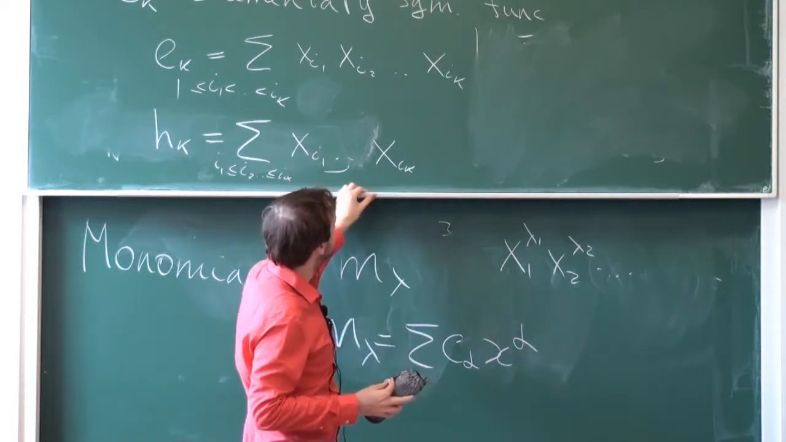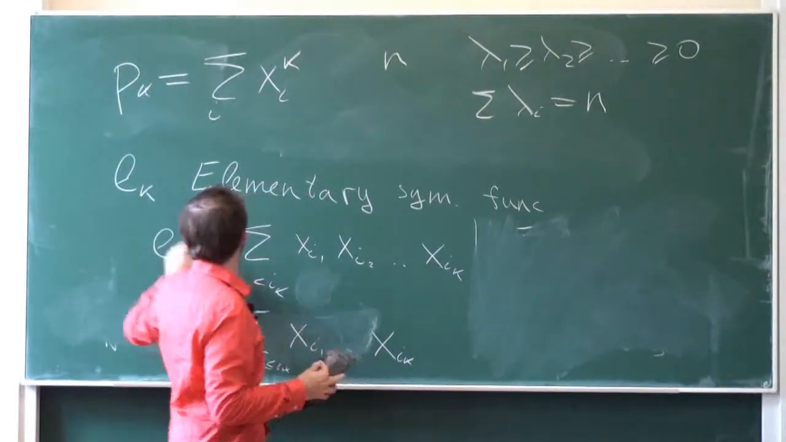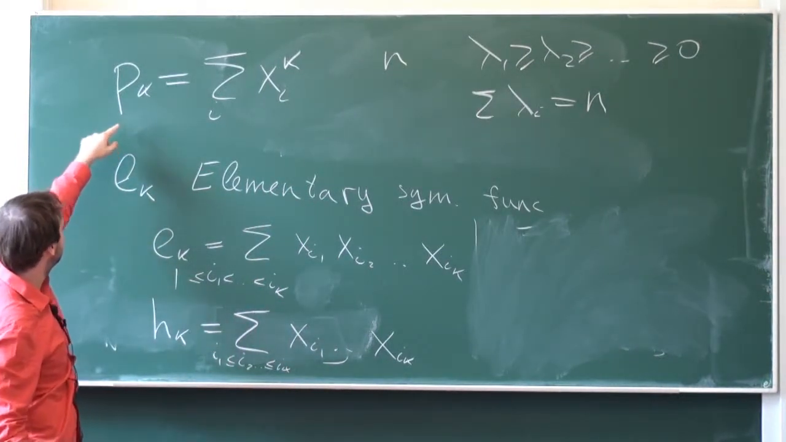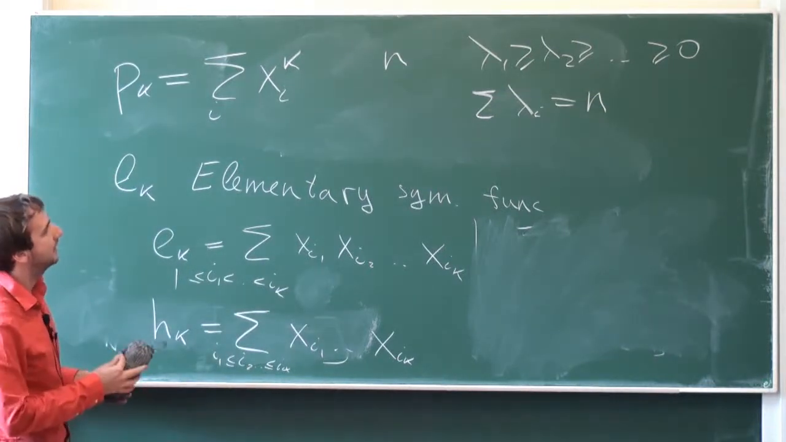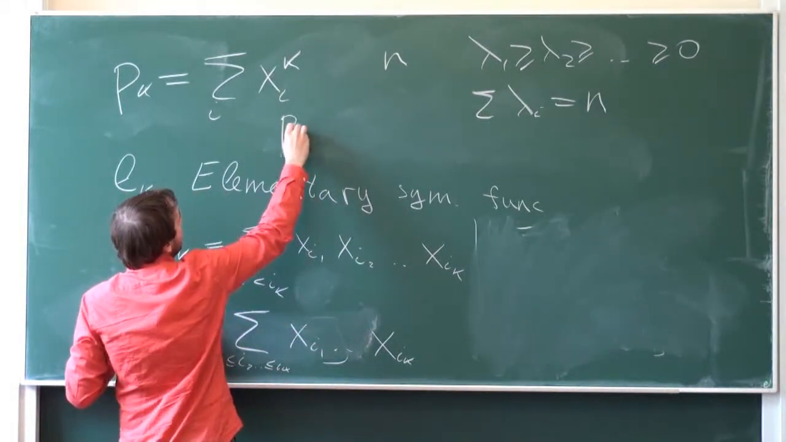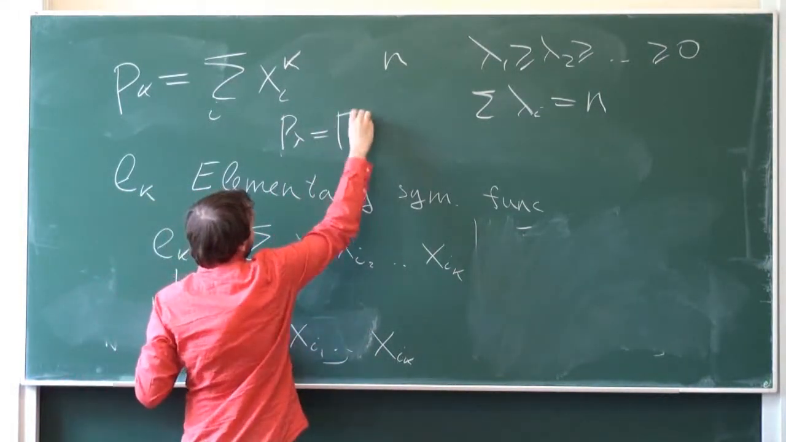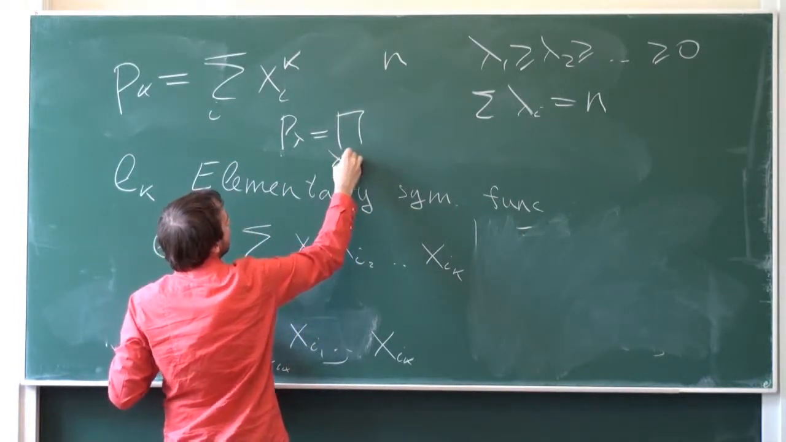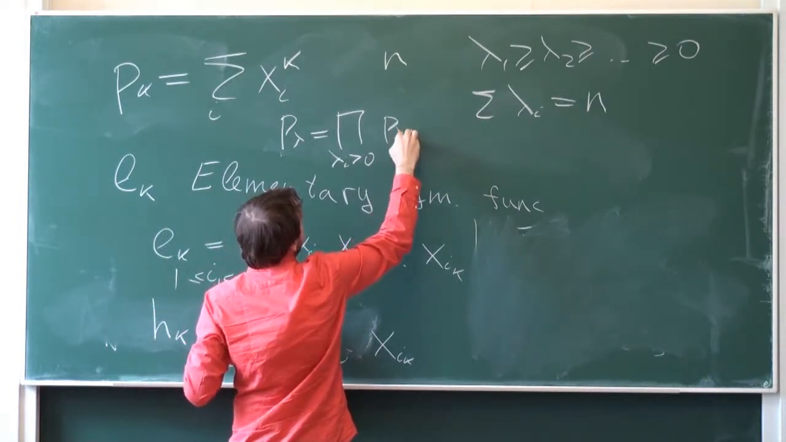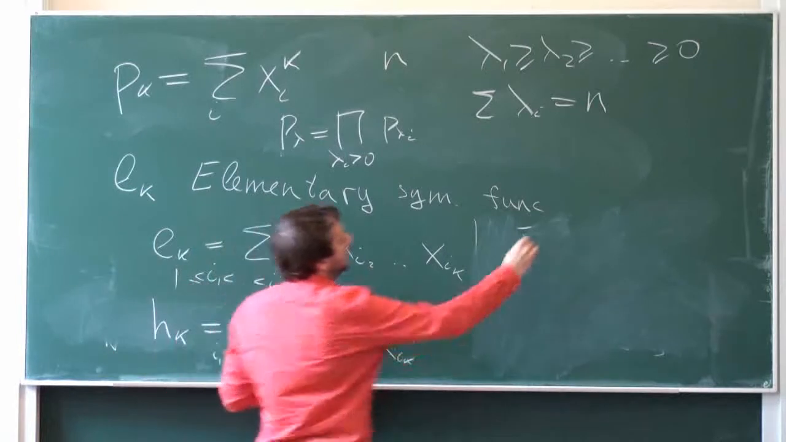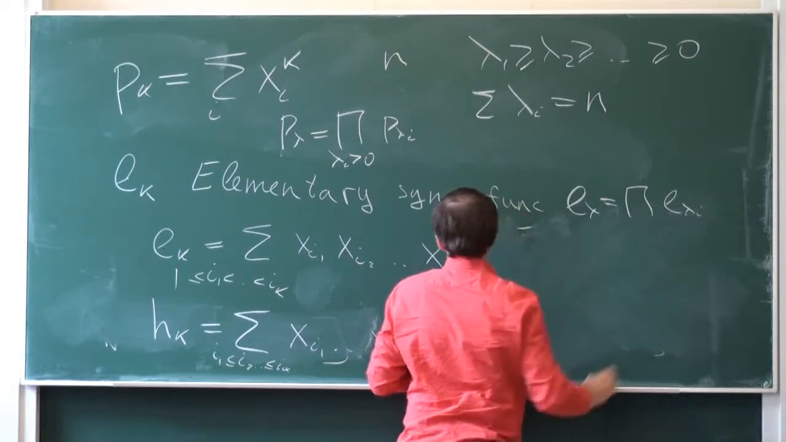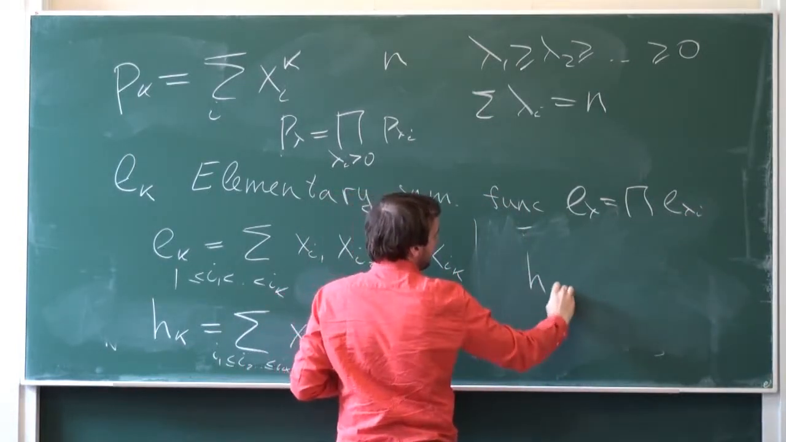Also, we will need another notation. We will construct some more complicated elements out of pk, ek, and hk, which are the following. If you again have any lambda, then we will denote by P lambda just the product of pk over all non-zero coordinates of lambda. In the same way, E lambda will be a similar product, and H lambda will be a similar product.